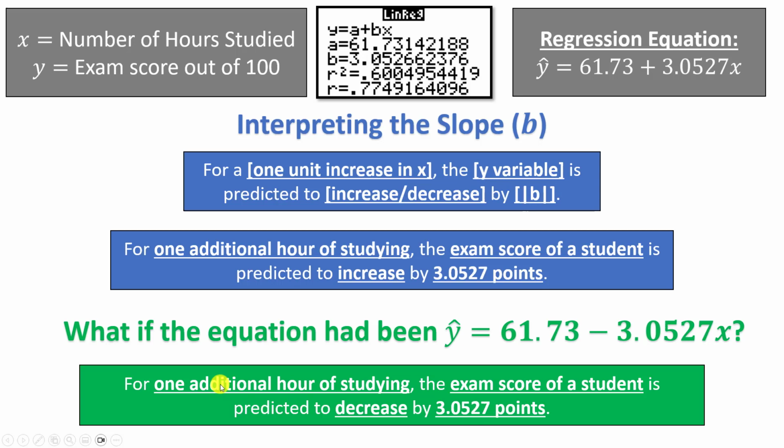So altogether, we would have for 1 additional hour of studying, the exam score of a student is predicted to decrease by 3.0527 points. So probably not all that realistic, based on this situation. Probably if you're studying more, you're probably going to get better. But I just wanted to show you an example of how you would deal with this if you had a negative slope.